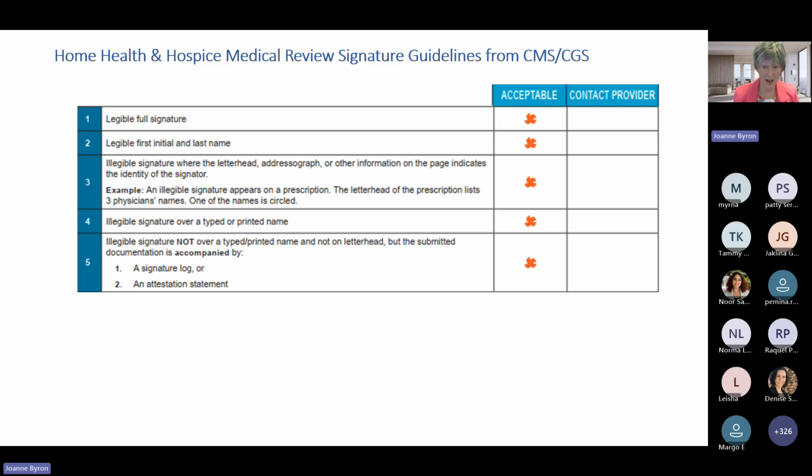It's an additional development request, or an ADR, and you only have 15 days to respond. Now, 1 through 5, they all are acceptable. So if it's a legible signature and a legible first initial and last name, they'll take that. If credentials are required for the type of entry, you need to make sure that's there too. And a legible signature over a typed printed name is good. And a legible signature not over a typed printed name and not on a letterhead, but submitted accompanied by a signature log or an attestation, they're going to take that without question.